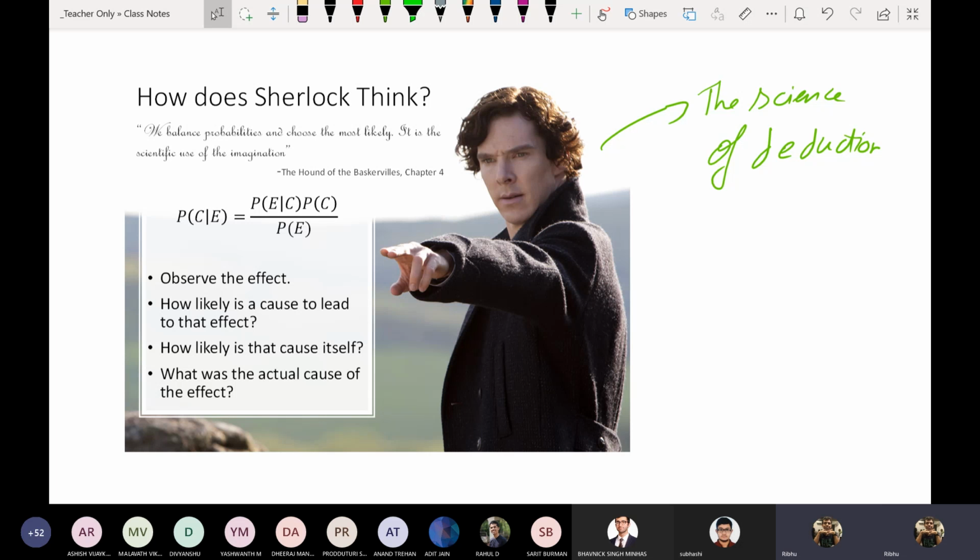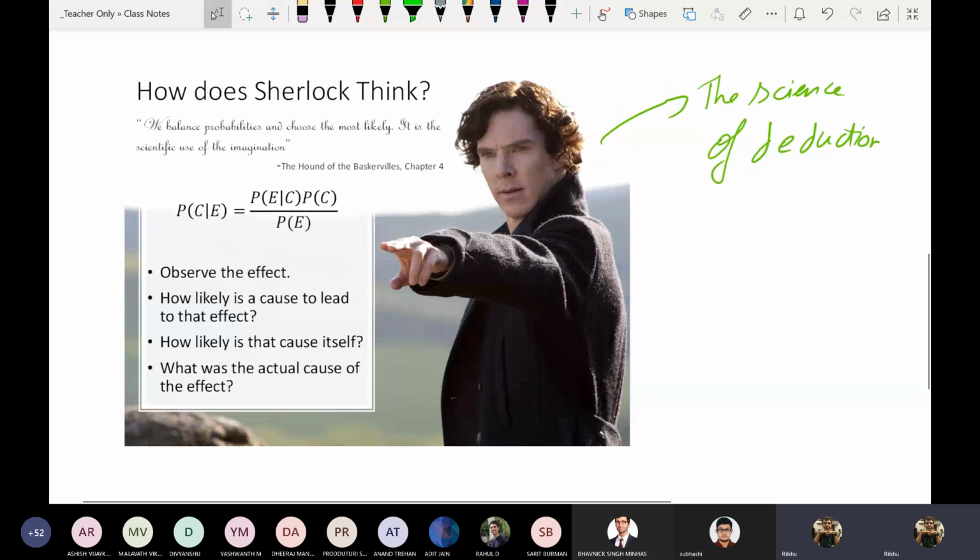Anyway, let's not digress. The key idea behind the Sherlock TV series and the stories by Arthur Conan Doyle is that you observe the effect. You see how likely a cause is to lead to that effect and how likely that cause itself is. Then you deduce what was the cause of that effect. And this is actually Bayes' theorem in practice. So this is where we use Bayes' theorem.